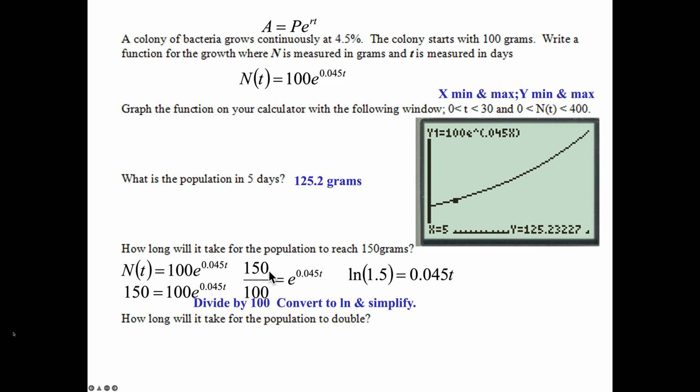ln of that fraction equals ln of this, and ln and e cancel out, or you can say we're using the conversion rule. But either way you look at it, you get 0.045t. Divide that over to the natural log.